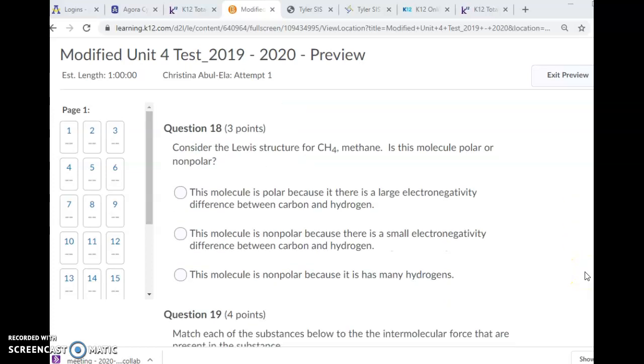Question 18. Consider the Lewis structure for methane. Is this molecule polar or nonpolar? The molecule is polar because there is a large electronegativity difference between carbon and hydrogen. The molecule is nonpolar because there is a small electronegativity difference between carbon and hydrogen. The molecule is nonpolar because it has many hydrogens.